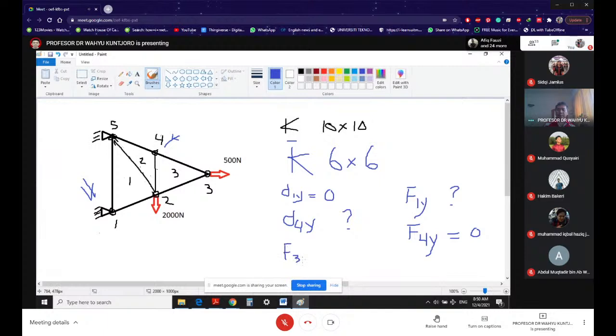F3X is 500, for example, right? So from here, I hope from this quiz, you learn how to interpret your own finite element model.